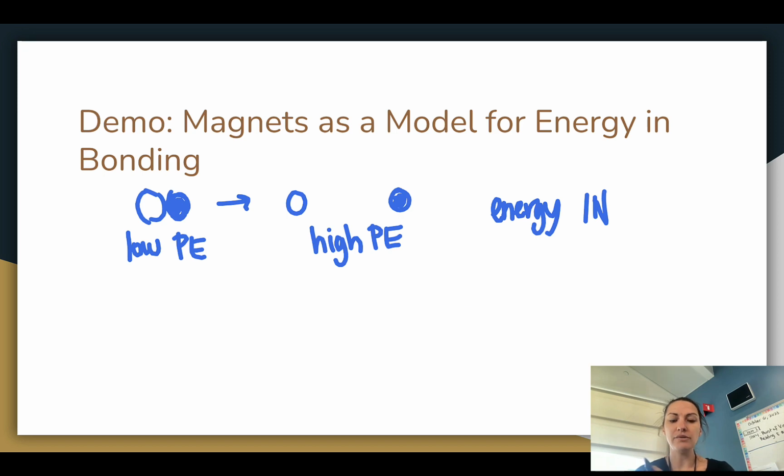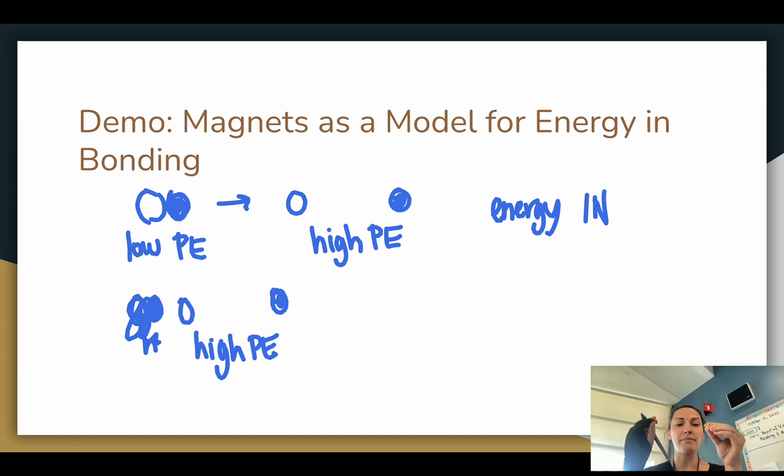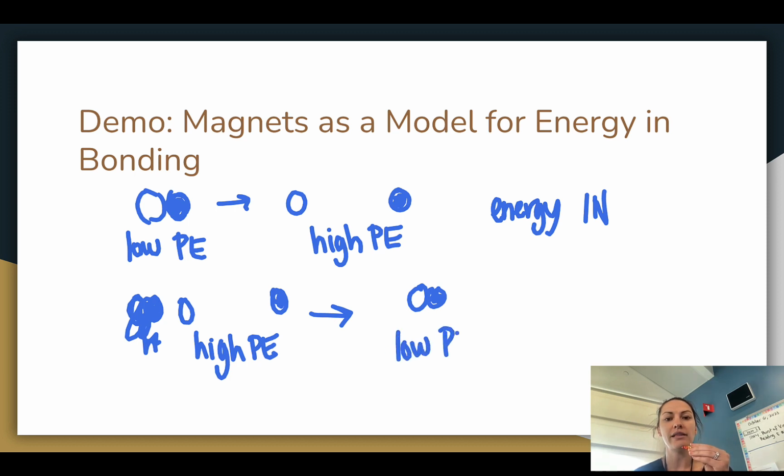Okay, so it requires energy to break the bonds in a reaction. On the opposite, if we start with a high potential energy situation where, say, the magnets are farther apart and we bring them close together, they will snap together, okay? They're going to release energy as they go from a high potential energy system to a low potential energy system. The energy is flowing out of the system, okay?